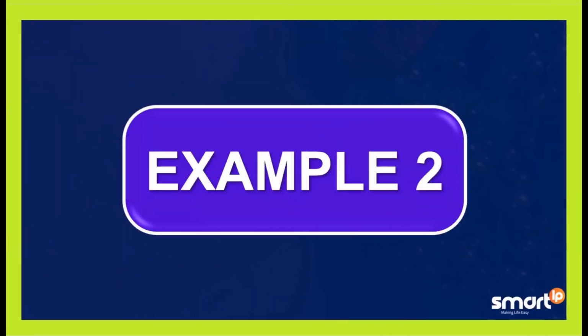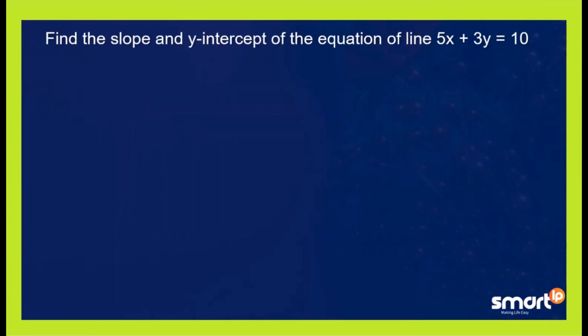Now let's look at the second example. In this example, we are asked to find the slope and the y-intercept of the equation of the line 5x plus 3y equals 10. So let's write that down first. 5x plus 3y equals 10. Our step 1 is to make y the subject of the formula. To do that, we use the same strategy we used in example 1. You look at the left hand side, we have 5x and 3y on the left hand side, and we have only 10 on the right.